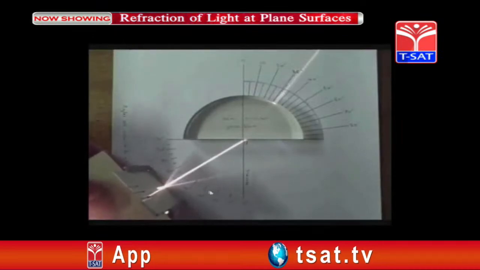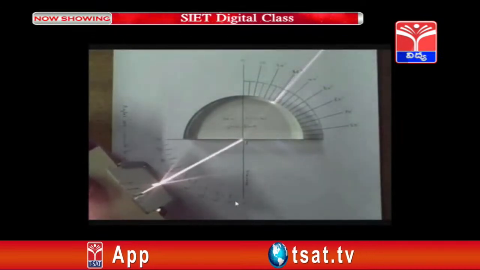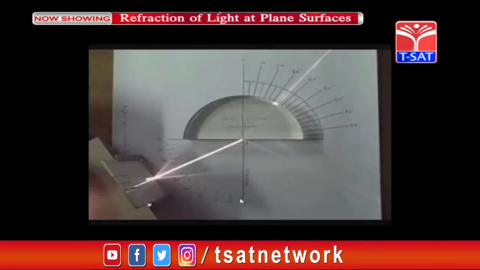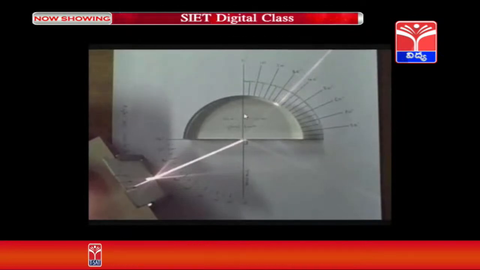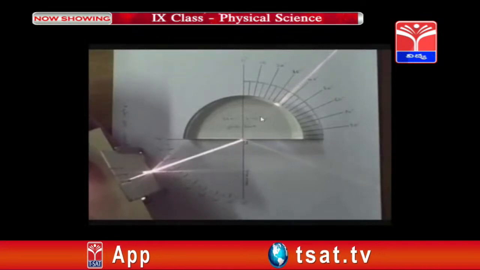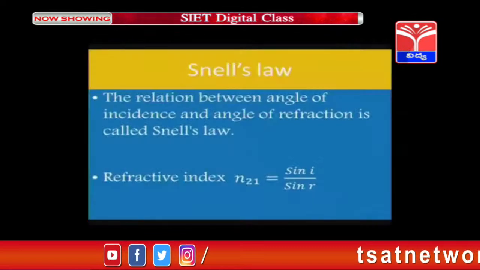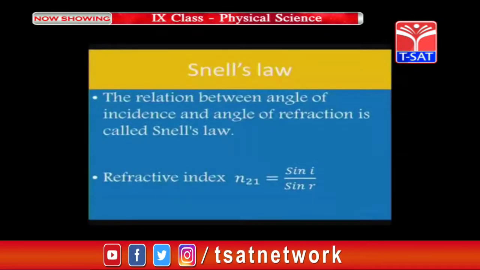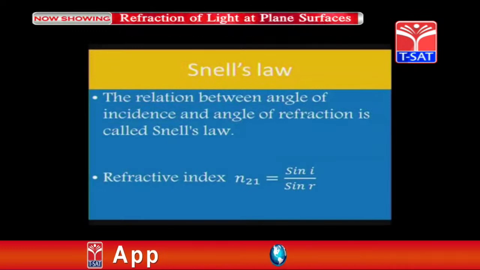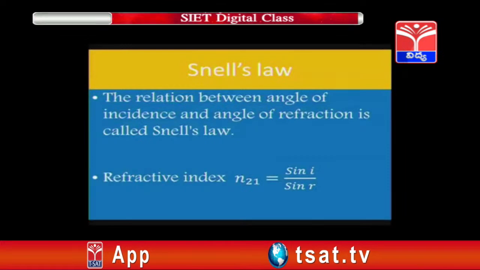So measure all the angles of incidence. At different angles of incidence, you have different angles of refraction. So tabulate the recordings for each angle of incidence, measure the angle of refraction and record it in a table. And from this we can calculate the ratio of sin i and sin r. So sin i is the ratio of opposite side to the hypotenuse, and sin r is the ratio of opposite side to hypotenuse in the refracted medium.